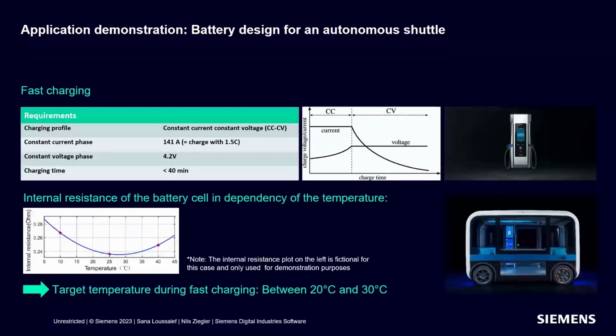The plot that you see here on the left shows the internal resistance value over the cell temperature. This plot is not the real internal resistance plot for this specific cell. It's from a different battery cell that I found on the internet, but it is used here just for demonstration purposes. Based on this plot, the optimal cell temperature during charging would be in a range between 20 and 30 degrees. In this area, we would have a minimal internal resistance, and that would mean the cooling system would operate in the most efficient manner.